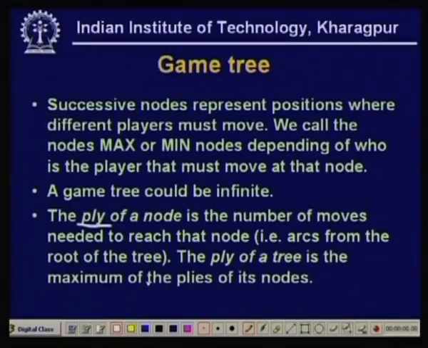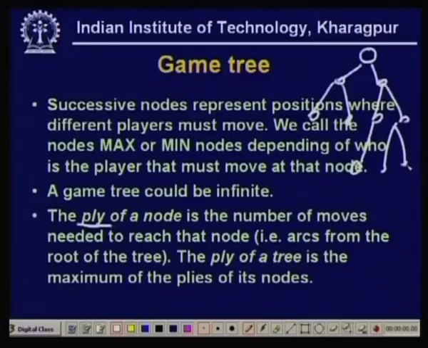And then some quick definitions. The ply of a node is the number of moves needed to reach that node. Suppose this is the root of the game tree, and to reach a particular state we go through different levels. The ply is the number of moves that we need to reach the node. To reach this node from the root we need to move along 3 arcs. And given a complete tree, the ply of a tree is defined as the maximum of the plies of its nodes. That is, the depth of the deepest leaf is called the ply of the game tree.